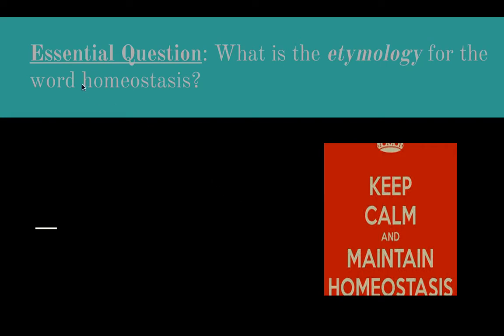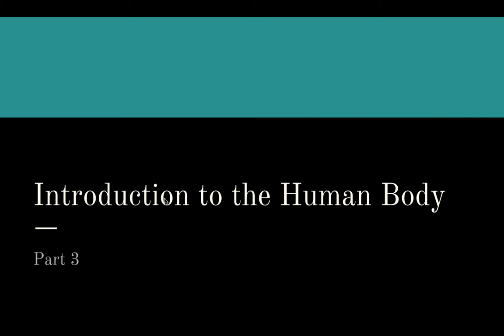Your essential question in your notes for today is, what is the etymology for the word homeostasis? If you remember last week, we talked about the words anatomy and physiology, where those words came from and what they meant because of the parts that make them up. So homeostasis is one of those words that we can break down, looking at the first half of the word and the second half of the word to try to figure out what it means. All right, so here's your notes.